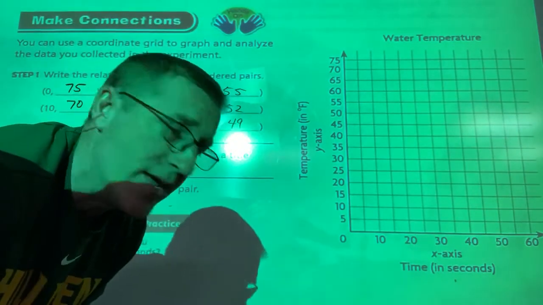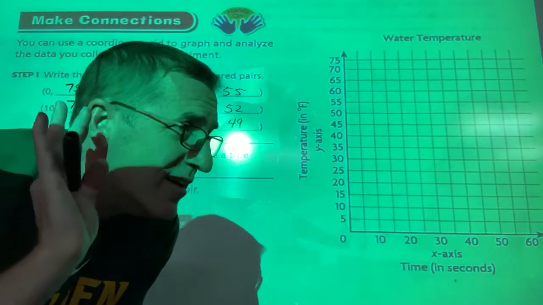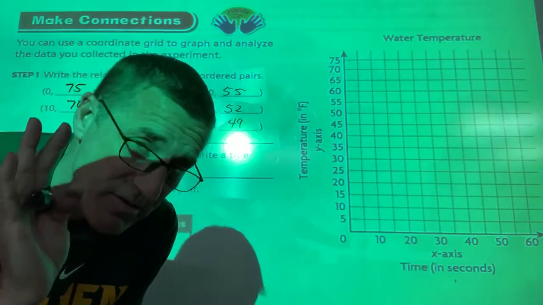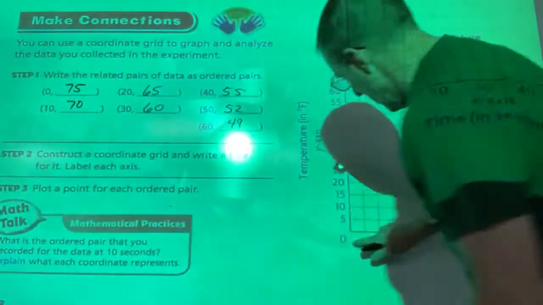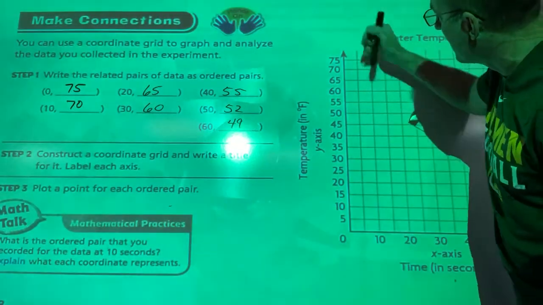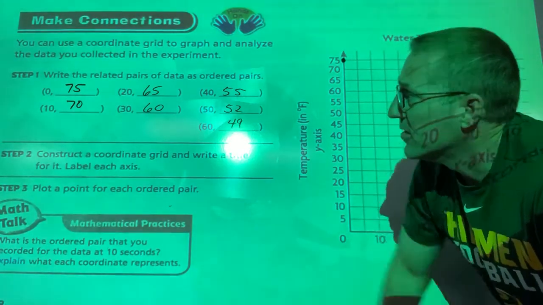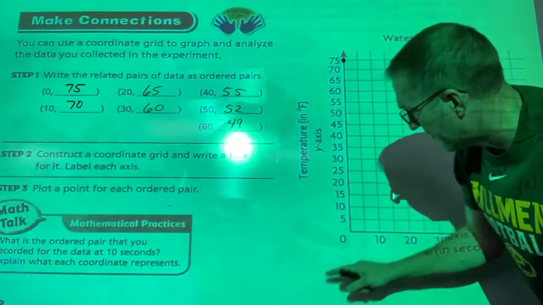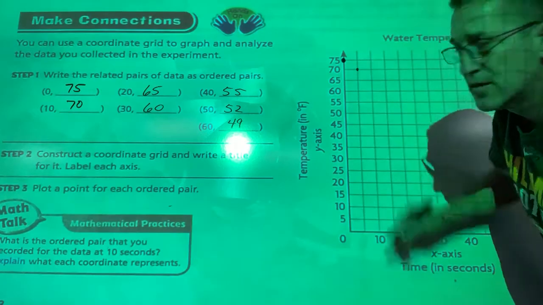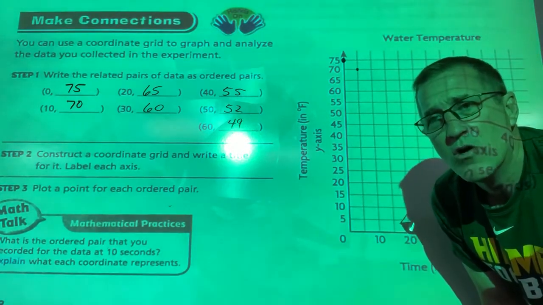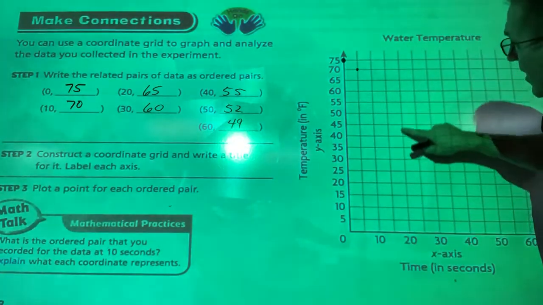So let's plot our first point. We've got 0 and 75. We go over how many? Yes, 0. And up to, that's right, 75. So here's 0. Up to 75, and I'm going to plot a point. I'm going to do that with all of the other points. So I'm going to go to 10 and 70 degrees. So I go over to 10 seconds, which is here, and then up to 70 degrees. Easy, right? Over, up, over, up. Over 20, up to 65. Over to 20, up to 65.